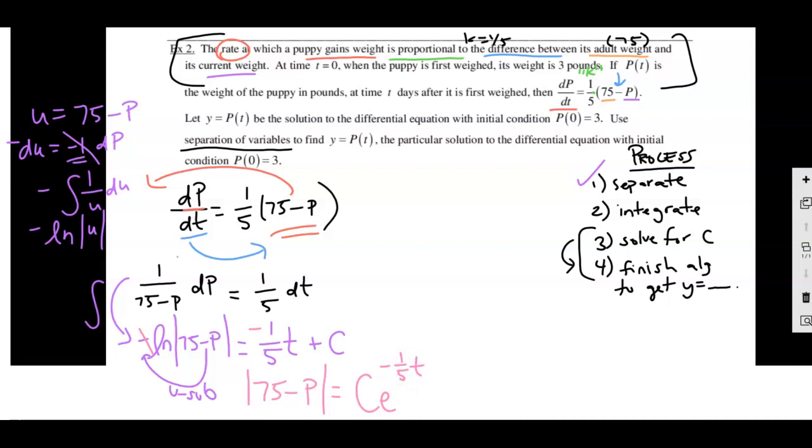Then I'm going to come up here and look at that initial condition. I'm going to think, hey, is that p value a positive or a negative? Here I can see clearly that it's a positive.